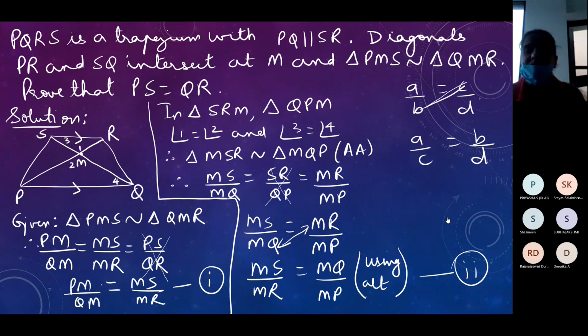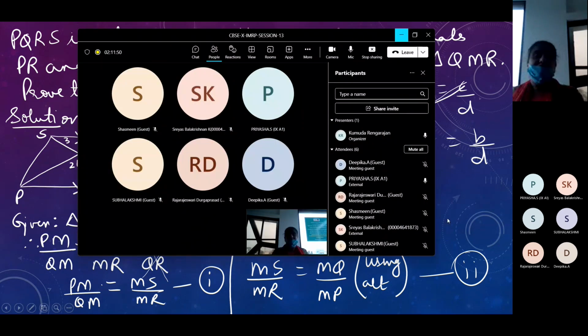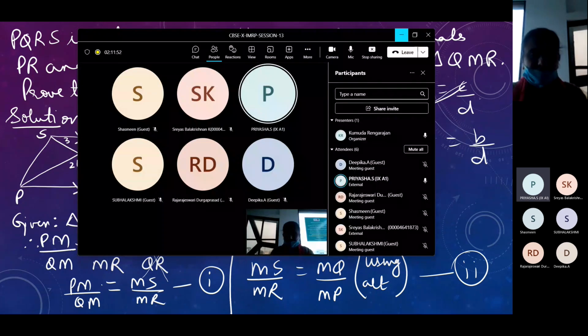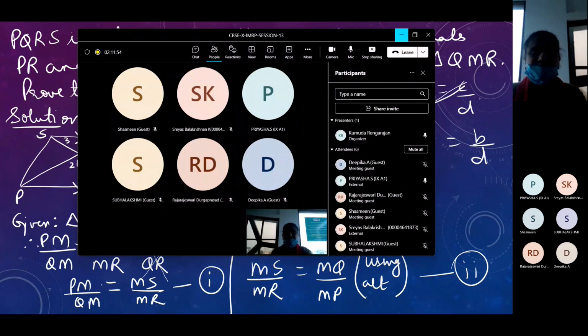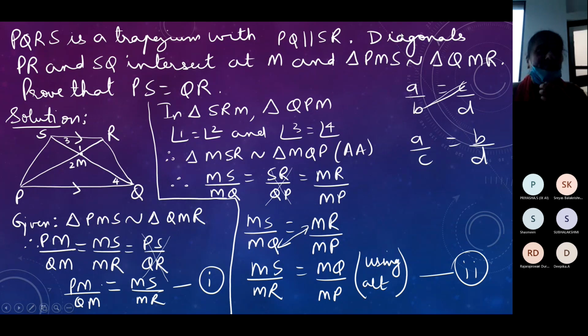I have not had my lunch and I'm screaming like this. PM by QM is equal to MQ by MP. Thank you, Priyasha. Very good. So PM by QM is equal to MQ by MP. That's the new proportion. Understood, Tarun? Tell me what is the new proportion? That is the new proportion.